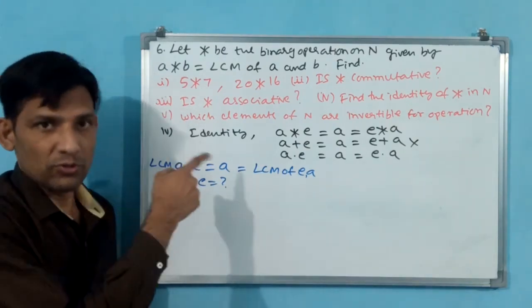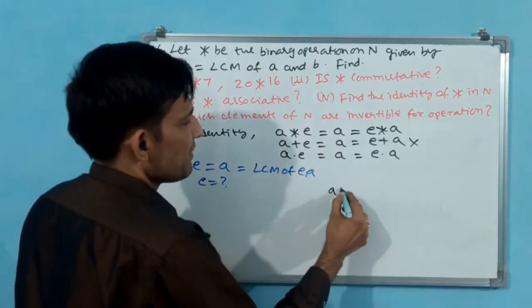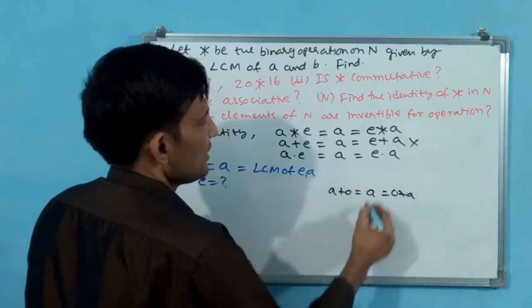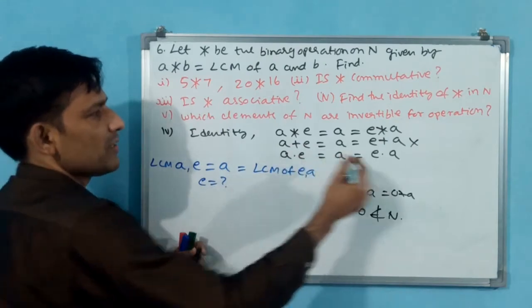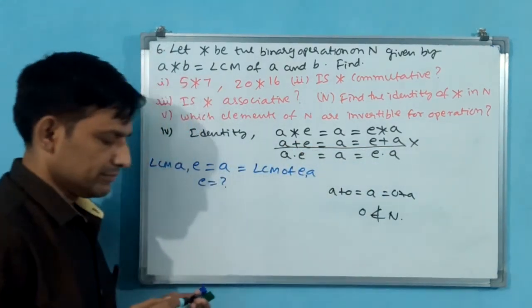Sorry, 0 here. I forgot 0. A plus 0 is equal to A, that is equal to 0 plus A. But 0 does not belong to N. 0 does not belong to N. That means this additive identity is not going to come.